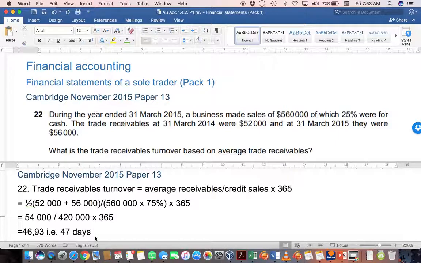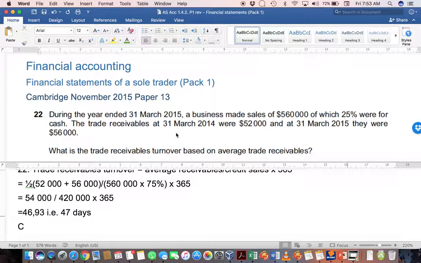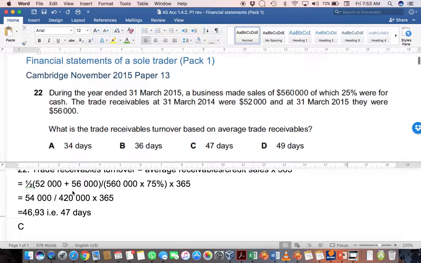Always remember in your calculations what you are actually looking for. In this case, it's your number of days that your customers, your credit customers, take to pay you. And so you would choose C. Remember, you will always work out your answer first. We get 47 days, and then you will go and have a look over here and see which answer is the most suitable, in this case C.